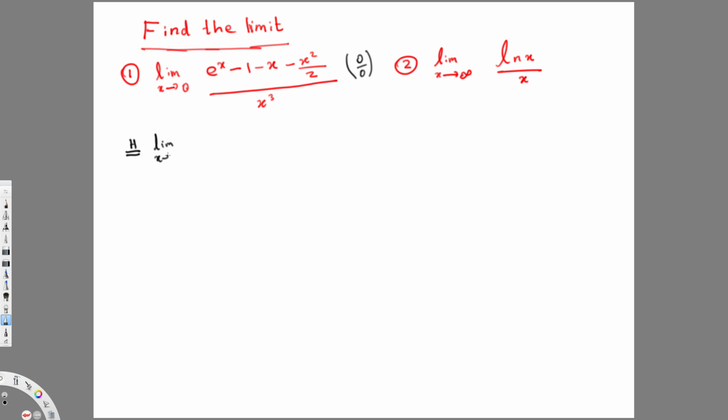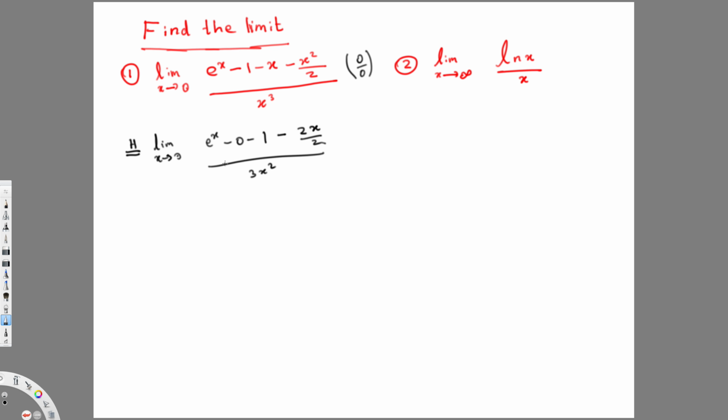So it's going to be limit as x approaches 0. The derivative of e^x is going to be e^x, the derivative of 1 is going to be 0, the derivative of x is 1, and the derivative of x squared is going to be 2x, so minus 2x over 2. And at the bottom is going to be 3x squared. Now let's apply the 0 and see what happens. e to the power 0 is going to be 1, minus 1 is 0, and minus 0 over 0. So here we get 1 minus 1 is 0, 0 minus 0 is 0, again we are getting 0 over 0.